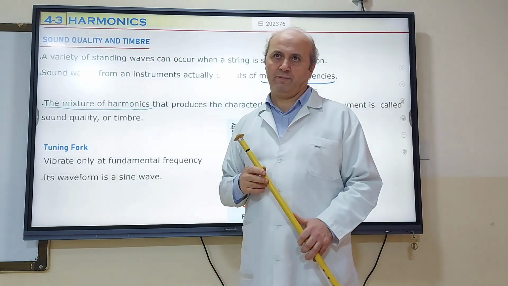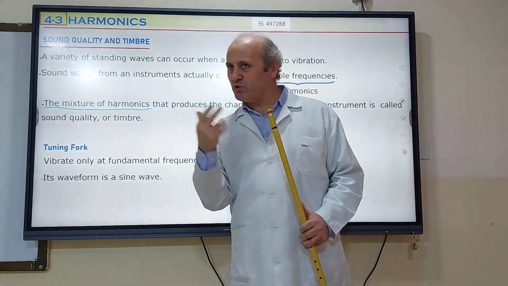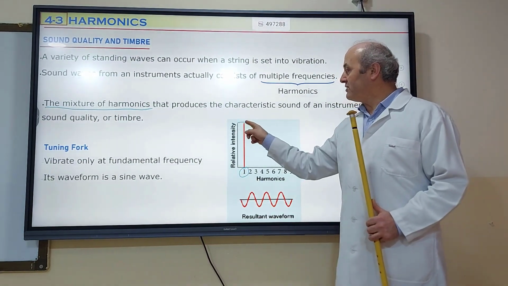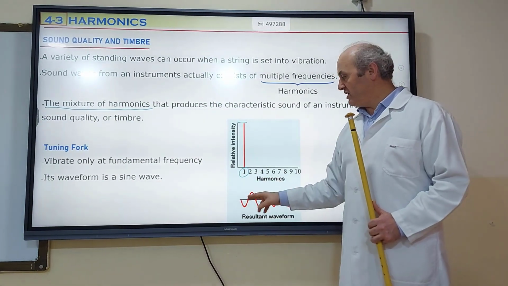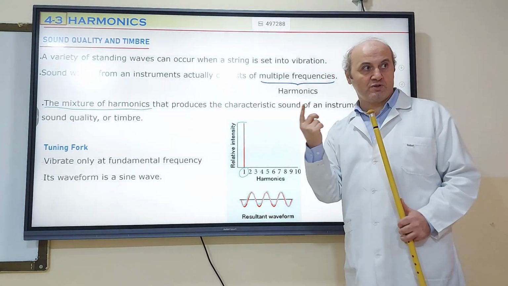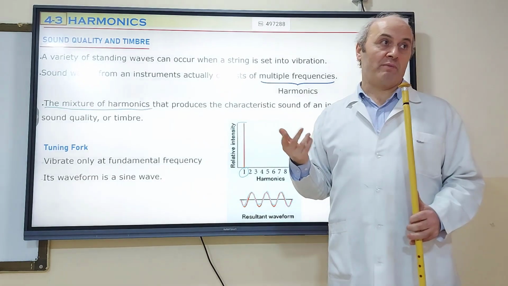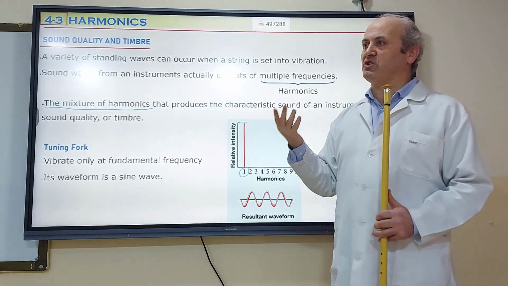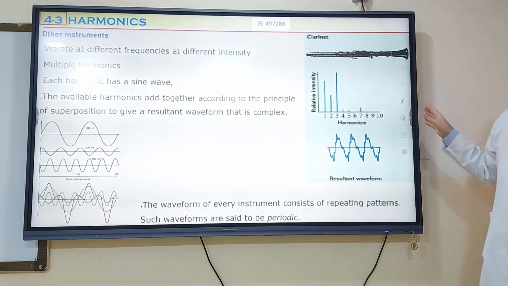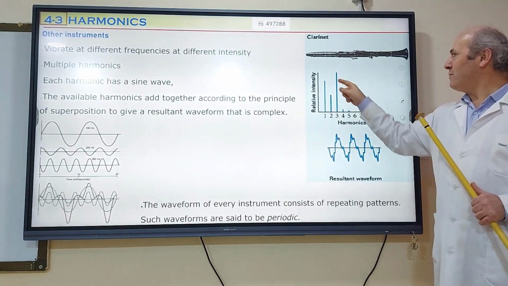Tuning fork is the simplest device which makes a sound. It vibrates with simple harmonic motion. That's why it is vibrating at just the first harmonic. Its waveform is a sine wave because the vibration of the tuning fork is simple harmonic. But other instruments are not just one of them. They have more than one harmonic at the same time. For example, the clarinet is given in your book, that's why I showed it. A clarinet is similar to a one-end closed pipe. Look at that. What harmonics are dominant?